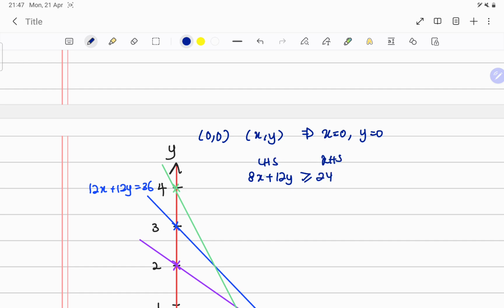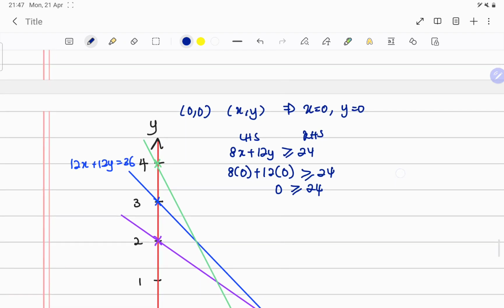So what you need to do is you're going to substitute x equal to 0 and y equal to 0 to both sides. So we will substitute 8 multiplied by 0 plus 12 multiplied by 0, you're going to get equal to 24. So 8 times 0 plus 12 multiplied by 0, the answer is 0, right? 0 is greater than 24, greater equal to 24. True or false? False, right?